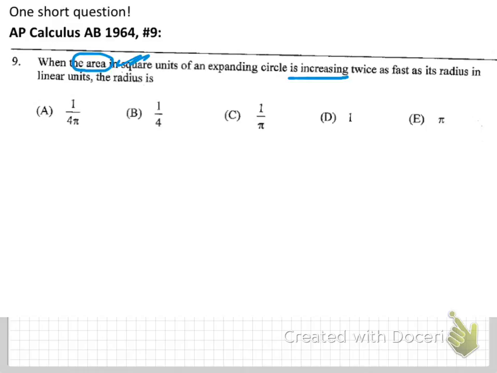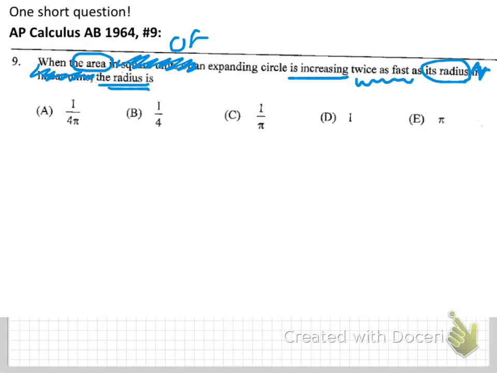I don't really care about all of this. I mean, I guess a circle is helpful. So that when the area, let's just say of, right, an expanding circle is increasing, okay, twice as fast. So that seems important. As its radius, okay? So it's increasing twice as fast as its radius in square units. I don't even really care about that because that's just describing the radius. The radius is, okay?